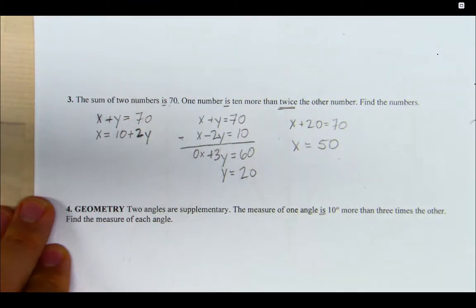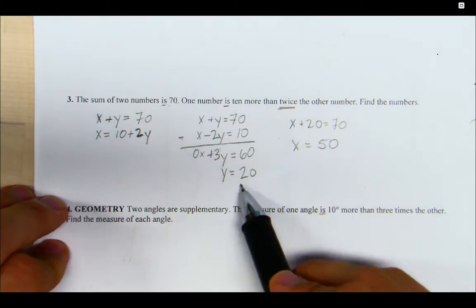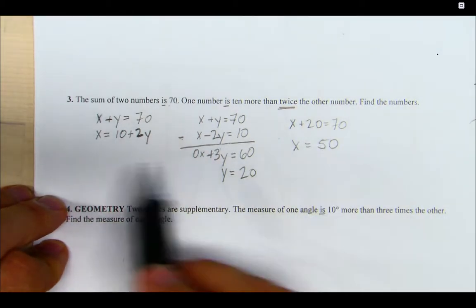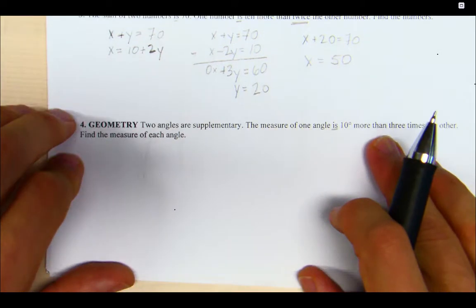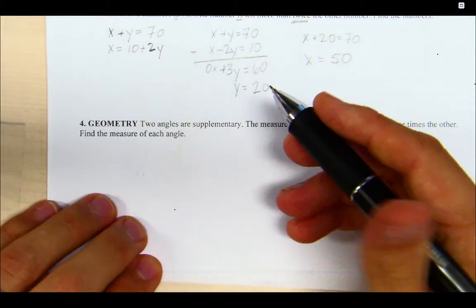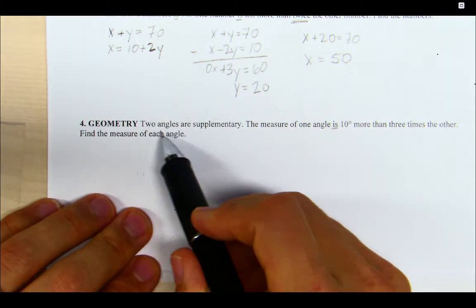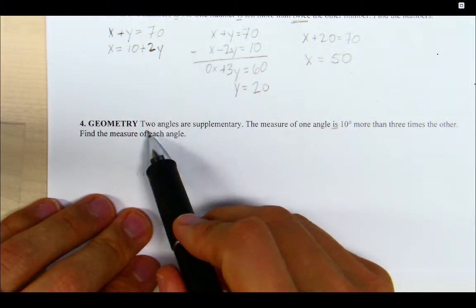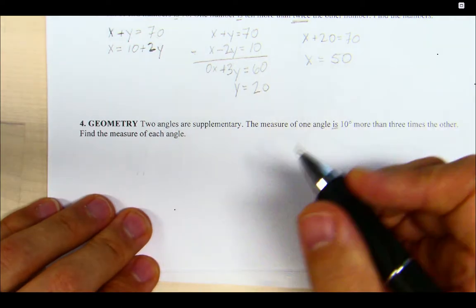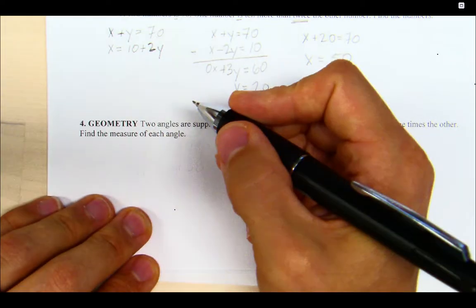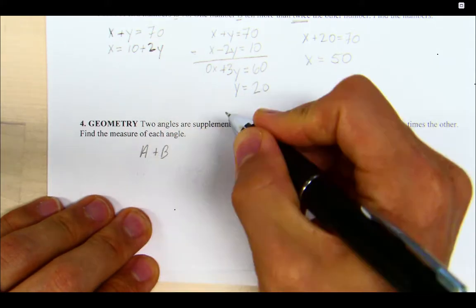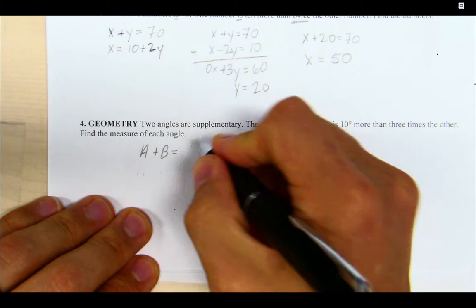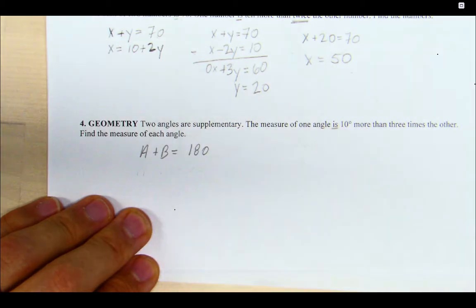So that's a good looking problem there, okay? And you can go back and check your answers, right? So 20 plus 50 is going to give me 70. Okay, let's do a little geometry problem here. It's kind of the same idea. You just have to make sure that you can interpret what they're saying here. So it's saying that two angles are supplementary. So supplementary means that they add up. So angle A plus angle B has to equal 180 degrees, right?